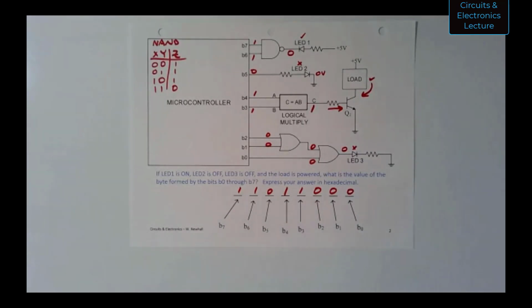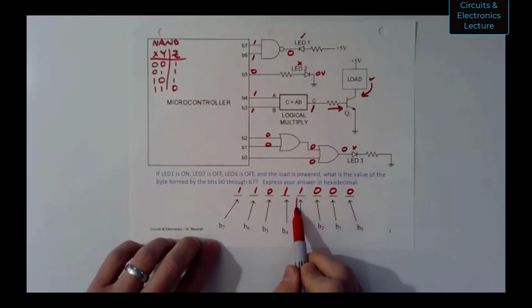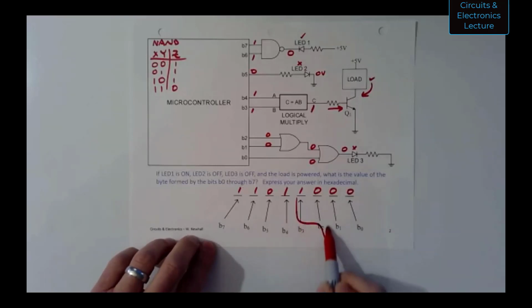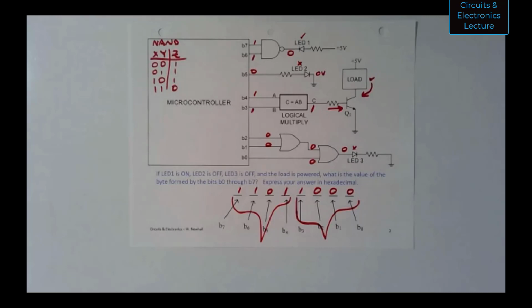So there I am with my values. The binary value, now I have to express this value in hexadecimal. So let me bring this down to the bottom here. I'm going to divide this 8-bit word into 4-bit words.